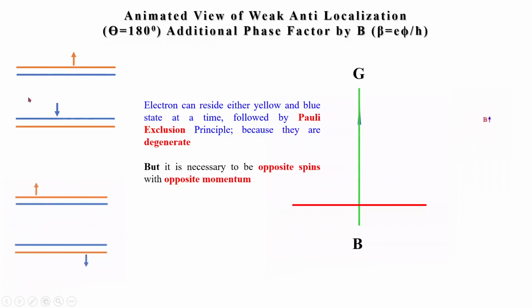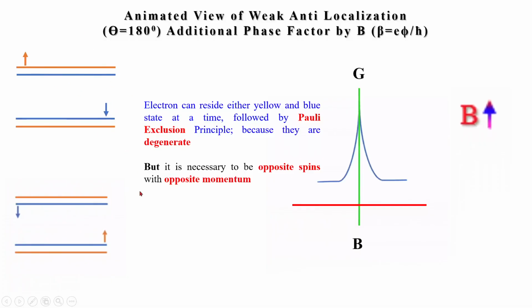The spins are in opposite phases, and the electron can reside in the yellow or blue edge state, but at a certain time it can reside in only one edge state. Because the electron obeys the Pauli exclusion principle, these edge states are degenerate and the energy is the same. This follows the Kramers degeneracy rule. It can reside in only one edge state, but this is required for the weak anti-localization signatures.